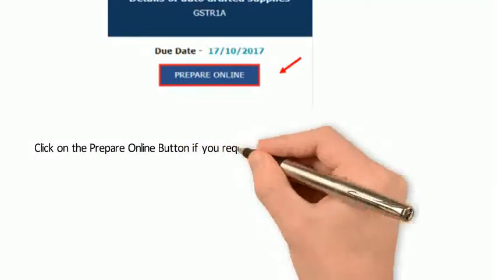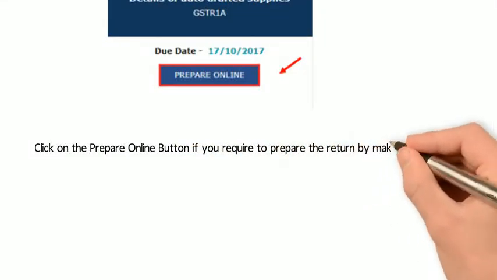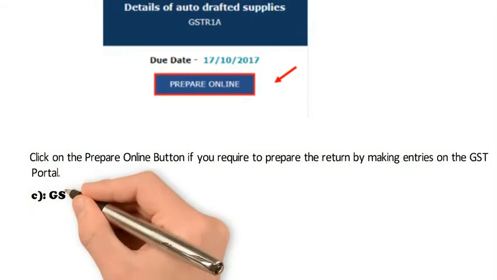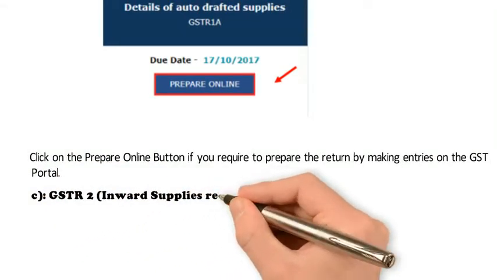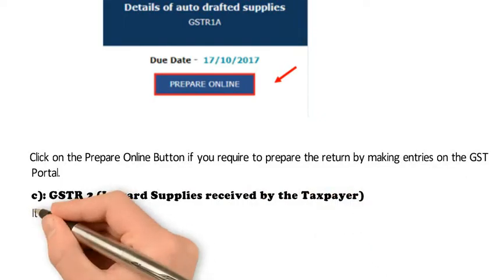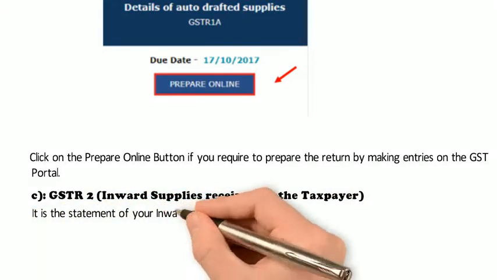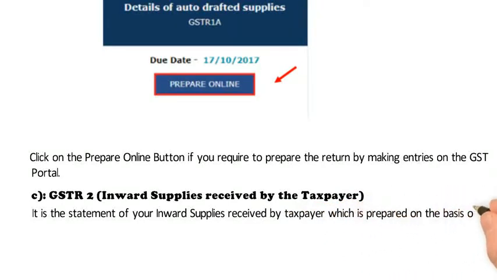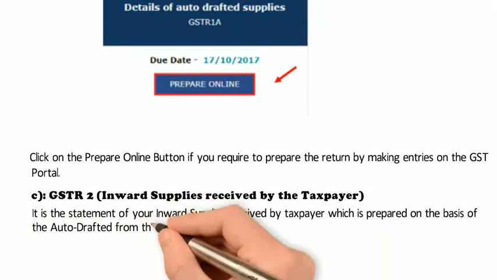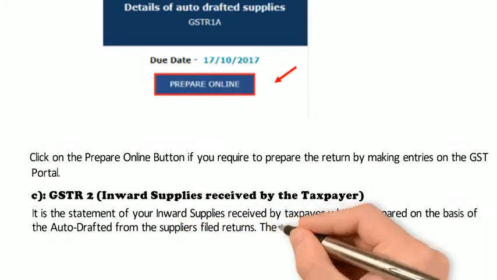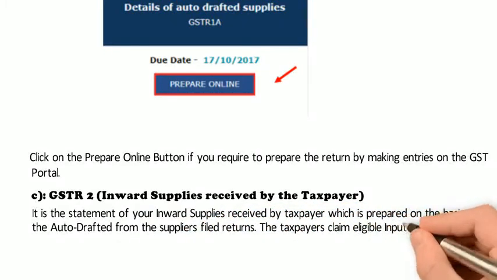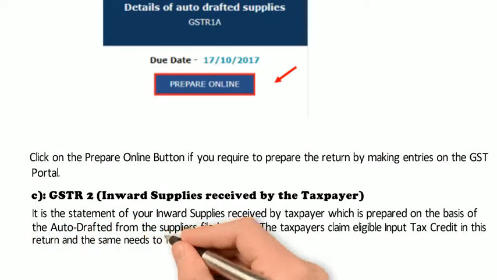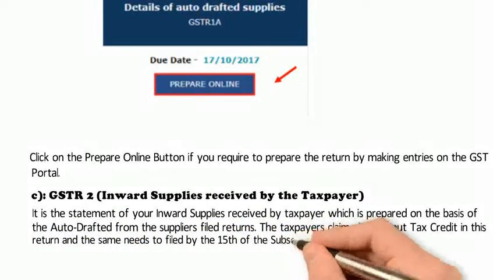Click on the Prepare Online button if you require to prepare the return by making entries on the GST portal. C. GSTR2. Inward supplies received by the taxpayer. It is the statement of inward supplies received by the taxpayer, which is prepared on the basis of the auto-drafted details from the suppliers' filed returns. The taxpayers claim eligible input tax credit in this return, and the same needs to be filed by the 15th of the subsequent month.